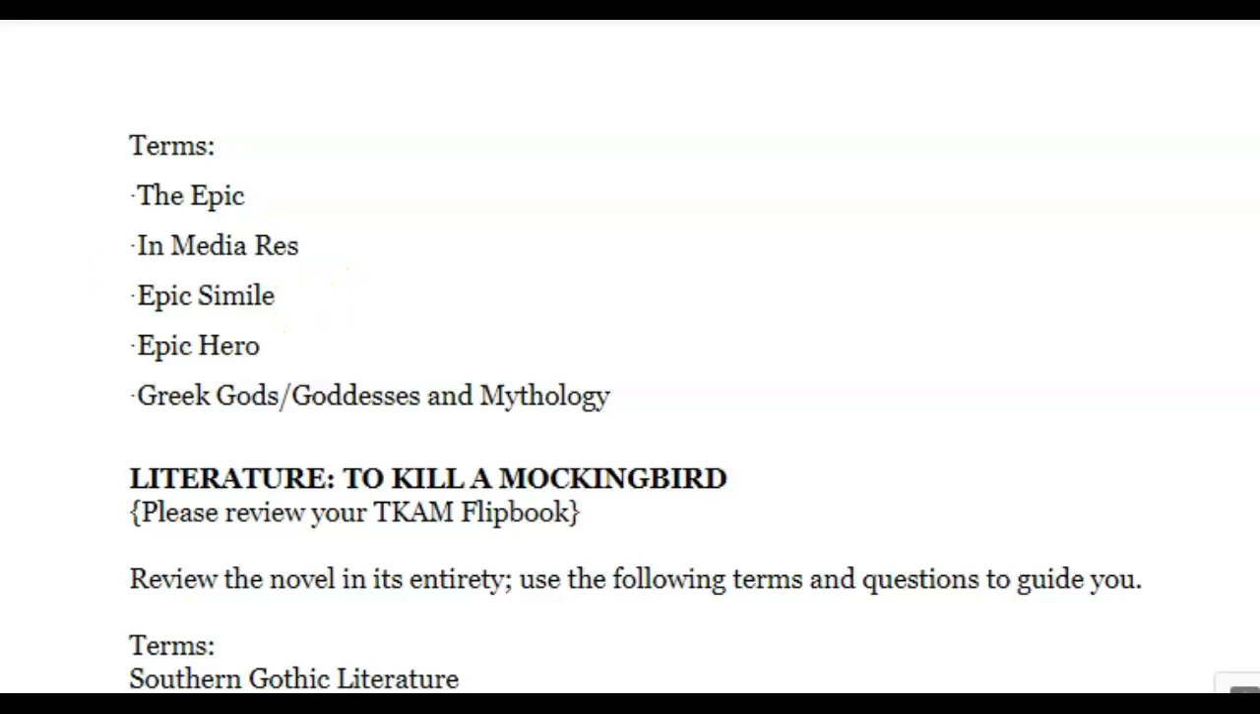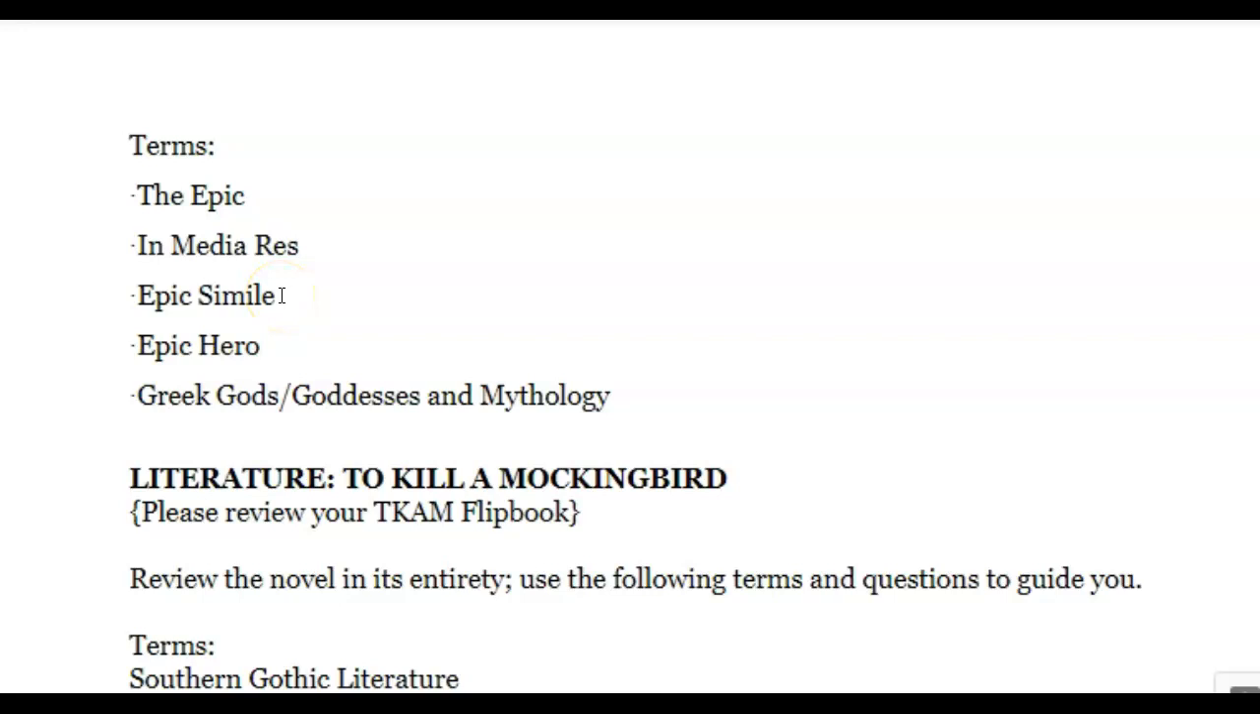All right, so an epic simile is going to also be a Homeric simile. So a regular simile is going to be comparing two things using like or as, right?